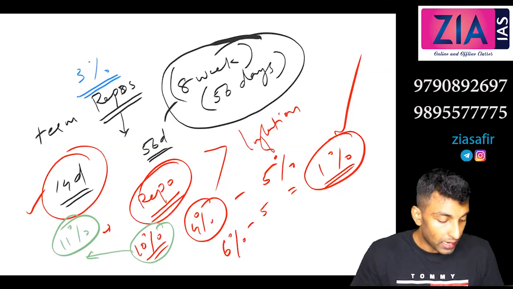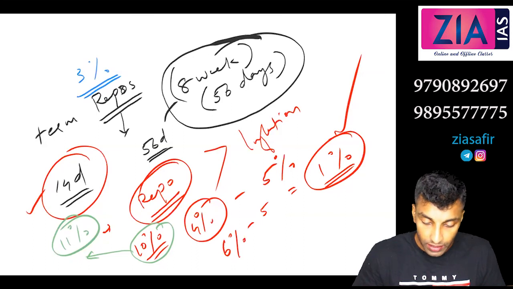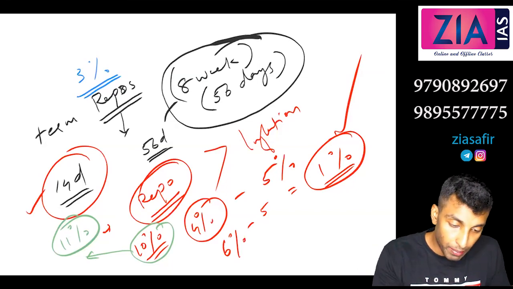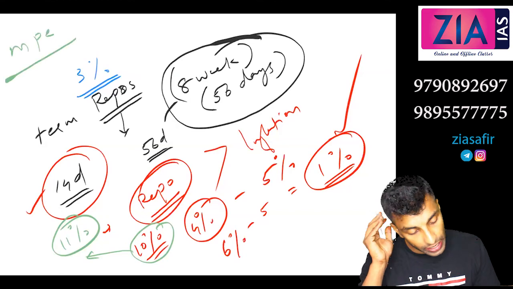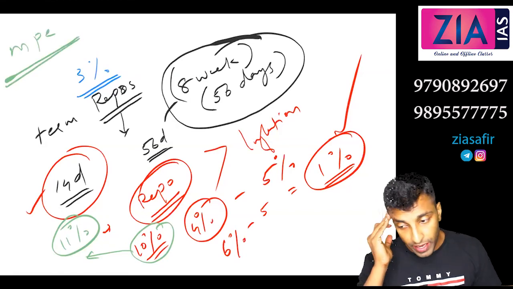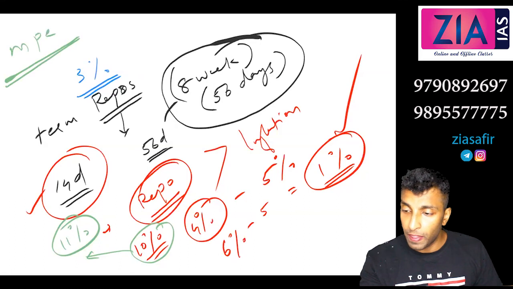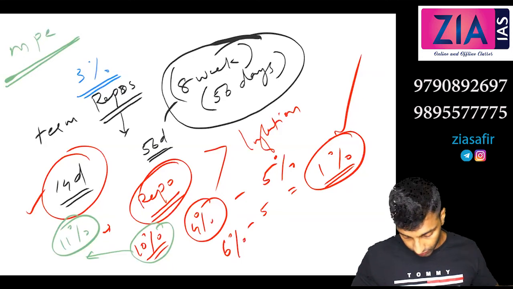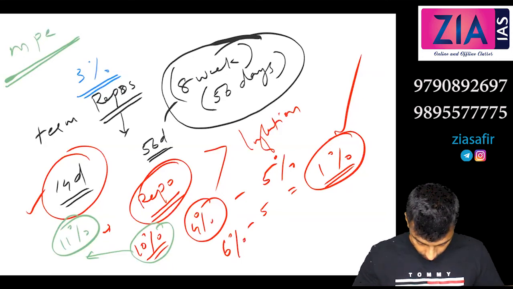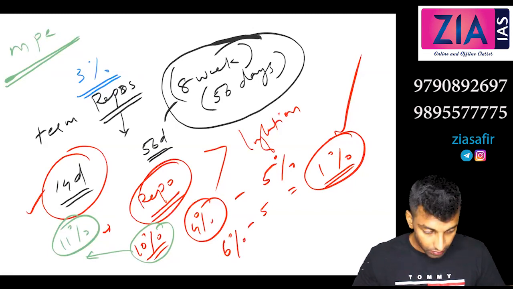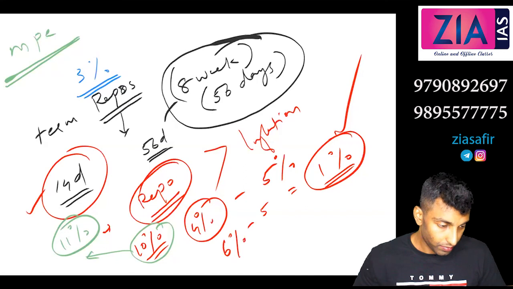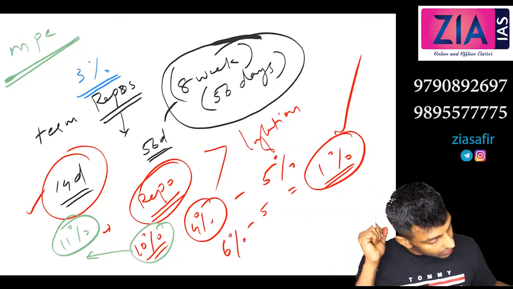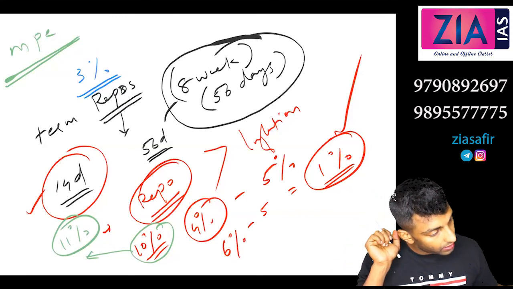Monetary policy should be formulated by a 5-member monetary policy committee. A 5-member monetary policy committee headed by RBI governor. Okay, now next we will talk about this monetary policy committee and monetary policy framework agreement between government and RBI.